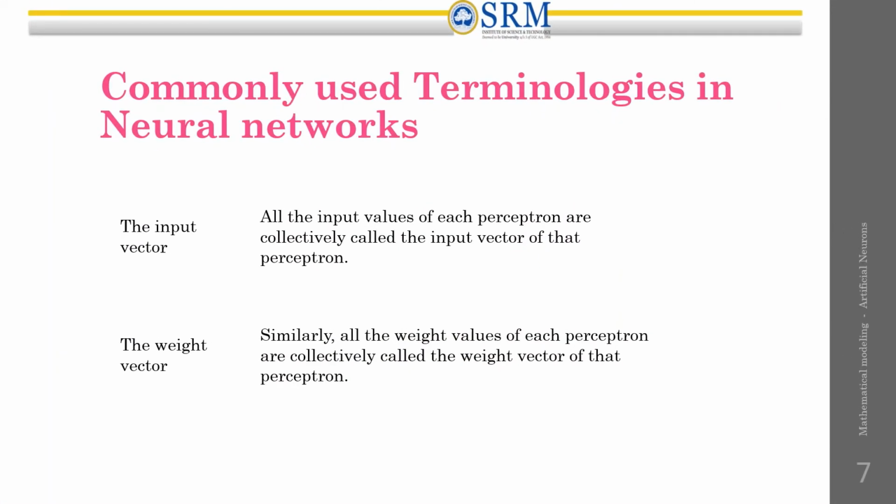Now let's see the commonly used terminologies in neural networks: the input vector and the weight vector. Let's see the first one, the input vector. All the input values of each perceptron are collectively called the input vector of that perceptron. Then what is the weight vector? All the weight values of each perceptron are collectively called the weight vector of that perceptron.